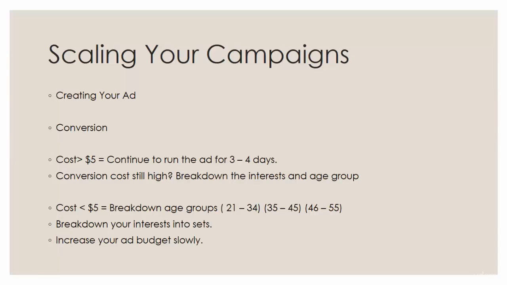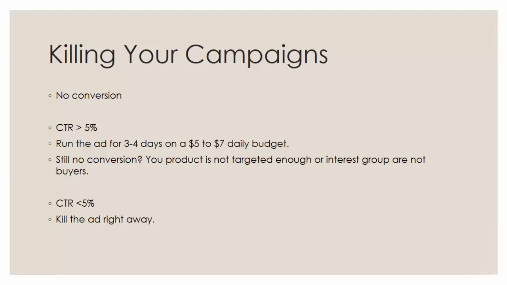The next thing we're going to talk about is killing your campaigns. You need to know when to kill your campaigns, because if you don't kill your campaigns at the right time, you're going to just lose a lot of money. So if you see no conversion, the second thing you're going to check is the click-through rate. The ideal click-through rate is around 3% to 4%, and 5% is something I would say is a good click-through rate.